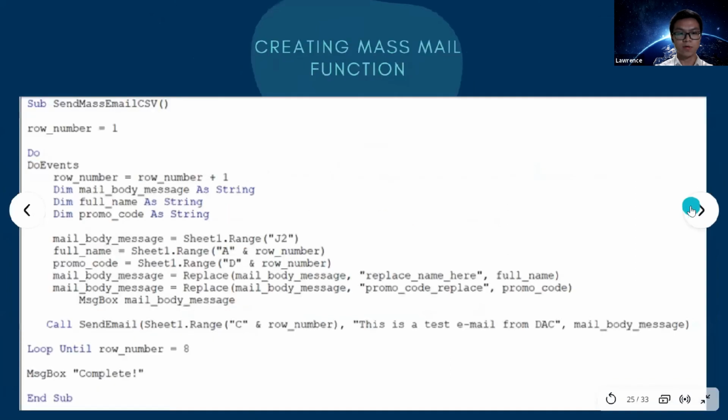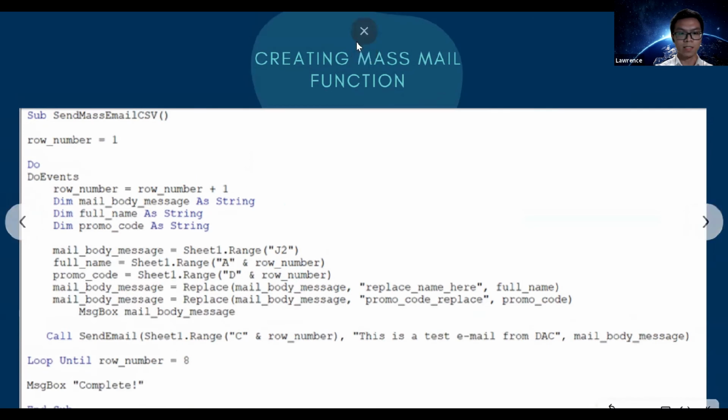To create the mass mail function, we will need to read the data from the Excel sheet. Our first row is our header, so we will need to add one to read the corresponding data. We will then read the mail body message, full name, and promo code, which is optional. For each new message, the new row with the respective data will be replaced. We will create a pop-up to show that the mail has been sent. We will loop until the last row, but for demonstration, we will just do a few examples. And lastly, we'll create another pop-up to show that all mail has been sent.